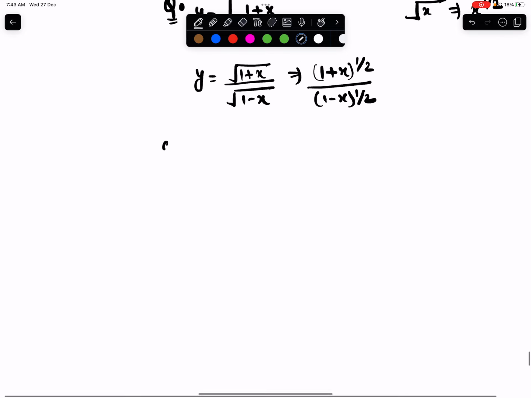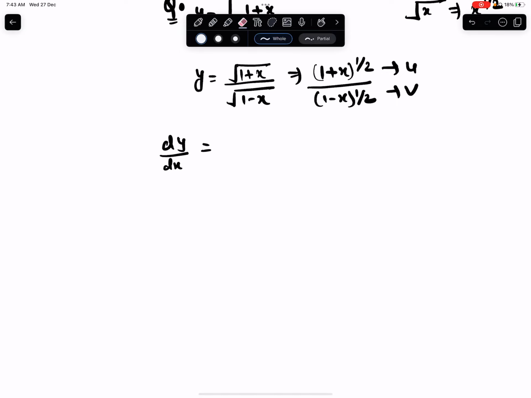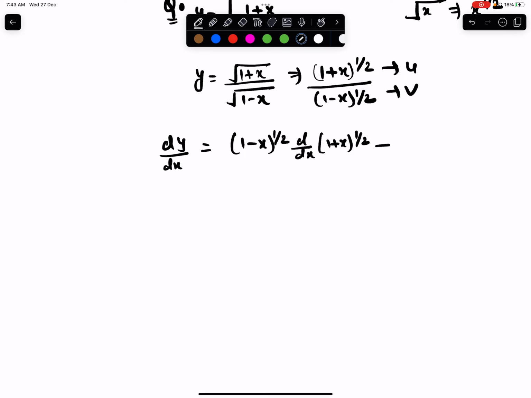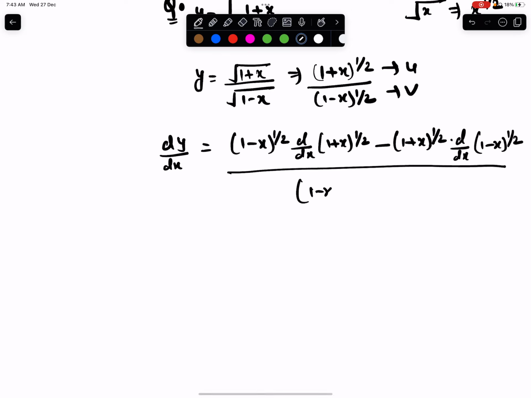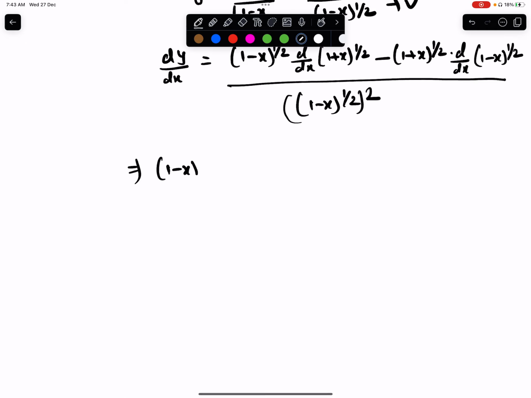So let's solve this using the quotient rule. dy by dx equals, what is u? This is u, this is v. So we write v × d by dx of u, where v is (1 − x) raised to the power 1 by 2, d by dx of (1 + x) raised to the power 1 by 2, minus u, (1 + x) raised to the power 1 by 2, into d by dx of (1 − x) raised to the power 1 by 2, divided by ((1 − x) raised to the power 1 by 2) whole squared. So that will be equals to (1 − x) raised to the power 1 by 2.